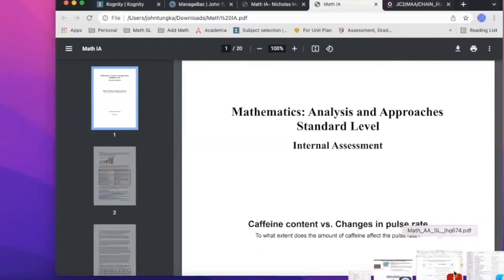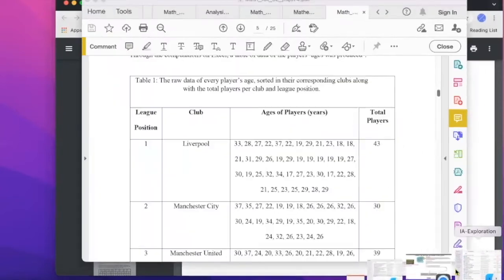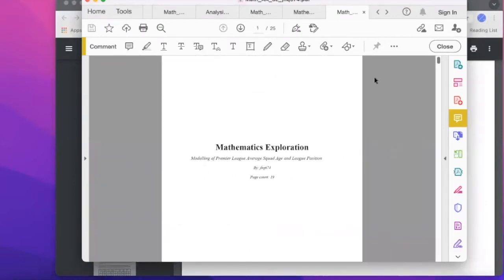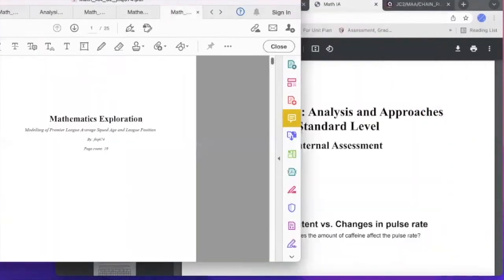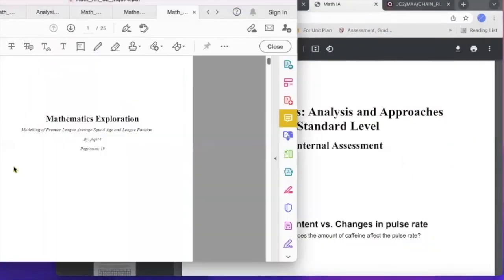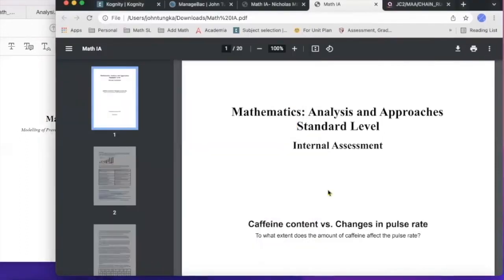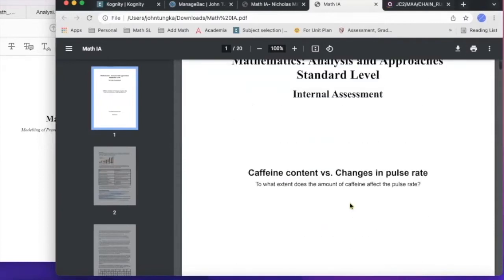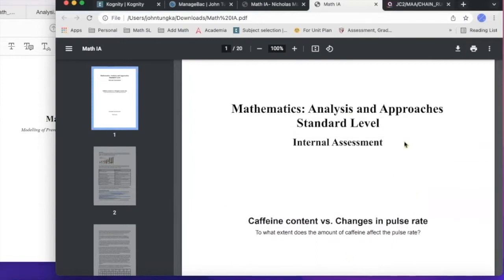Let's begin from the cover page. Okay. Cover page. All right. There's no particular format given by the IB. Probably what I would suggest, can you please put everything at the center? Okay.